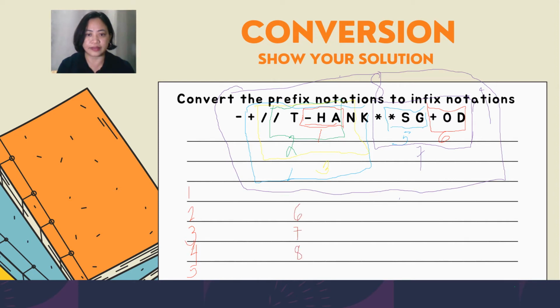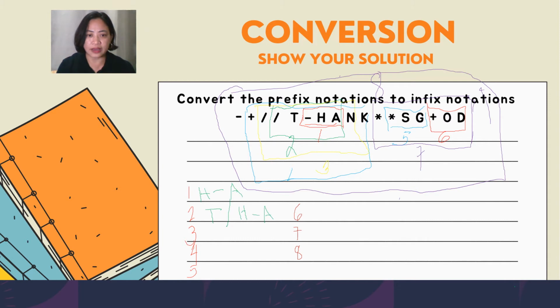So number 1 is this one, minus H A. If we're going to convert that, we have operand, operator, operand. Number 2 is divide T and 1. So T is on the left, then the operator divide, and on its right is number 1. So we just copy number 1.